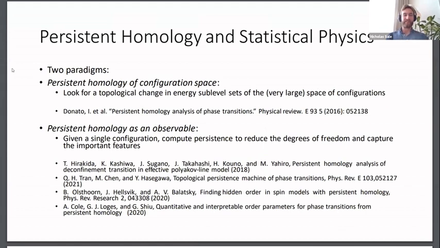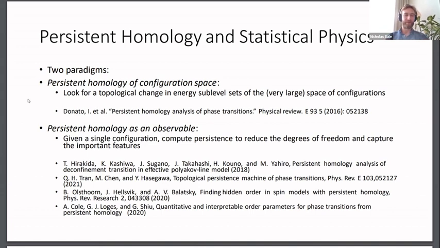How does this fit into statistical physics? Well, I like to think that there are two paradigms, really. The first I call persistent homology of configuration space. This is about trying to analyze the topology of the space of configurations. So we could look at energy sublevel sets, for instance, and look for a marked change in the topology as we increase the energy. This is the approach taken by Irene Donato and others in their paper from a few years ago. But this approach faces problems purely because the space of configurations is just that large.